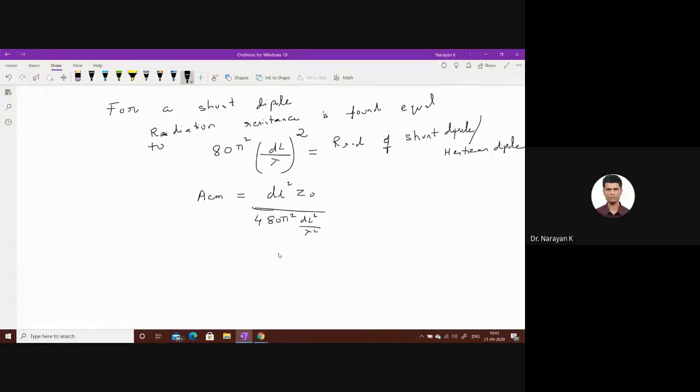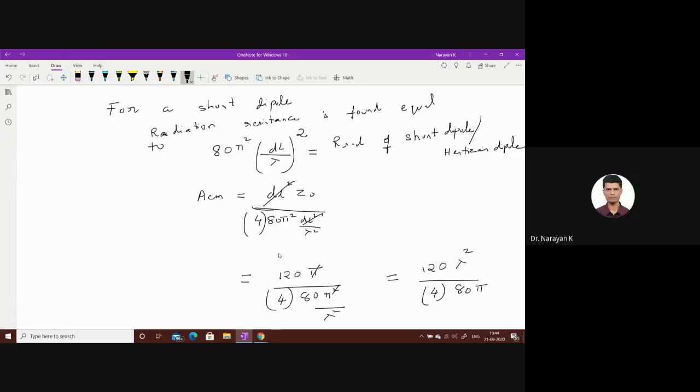So here dl square will get cancelled. Substitute Z naught equal to 120 pi. So I can write 120 pi divided by 4 into 80 pi square by lambda square. One pi will get cancelled here, so I can rewrite this as 120 lambda square divided by 4 into 80 pi. Agreed?